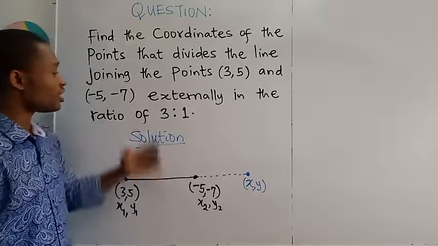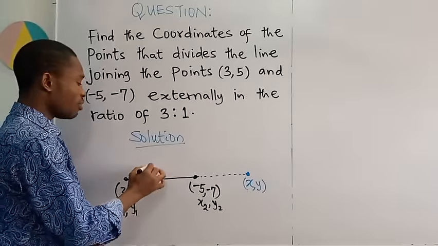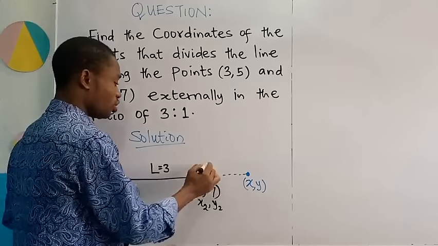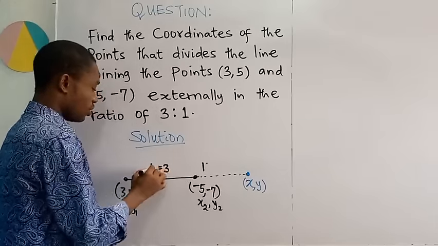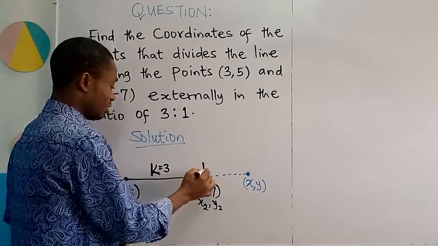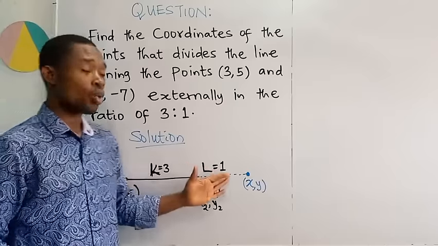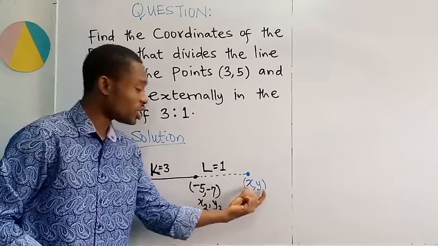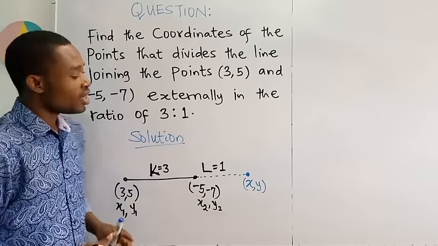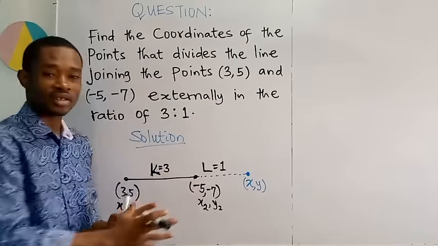But this point divided this line into the ratio 3:1. So let me take this ratio as L, and that is 3. Then let me take this ratio as, okay, I'm going to use K for this. Just follow in alphabetical order. After K, move to L. So let this be 1. So this is the ratio of division, 3:1, in which this point divided this line. I hope it makes sense, right? Now I have been able to interpret this question diagrammatically.